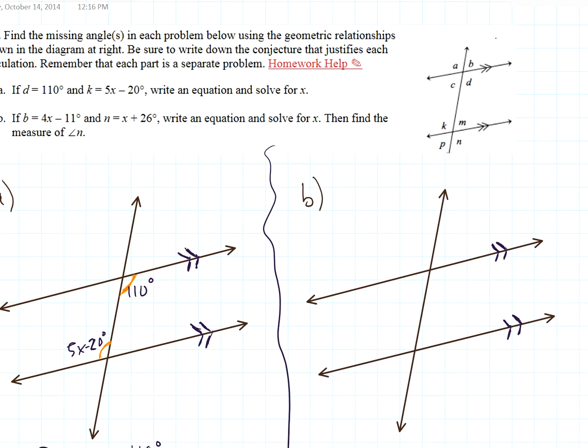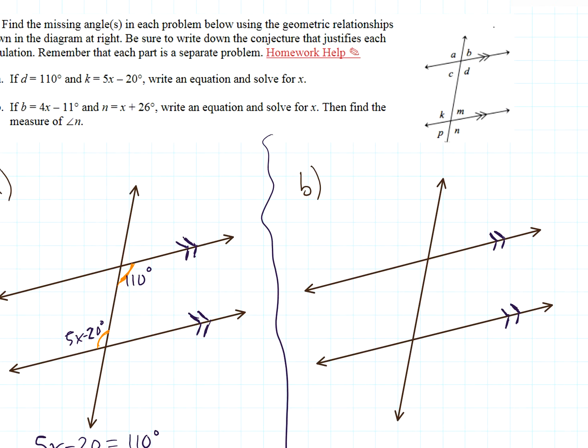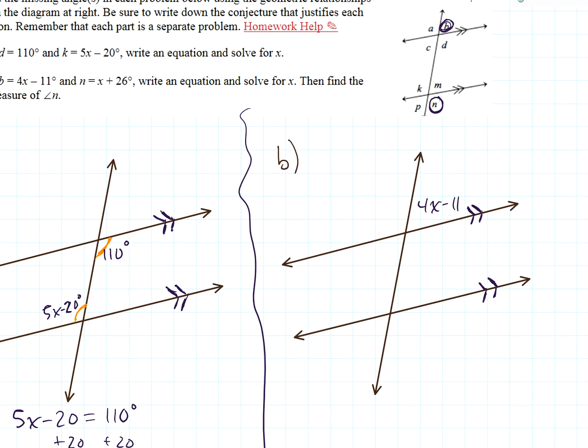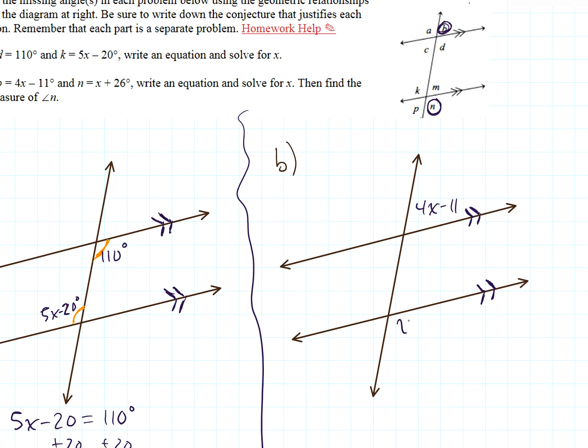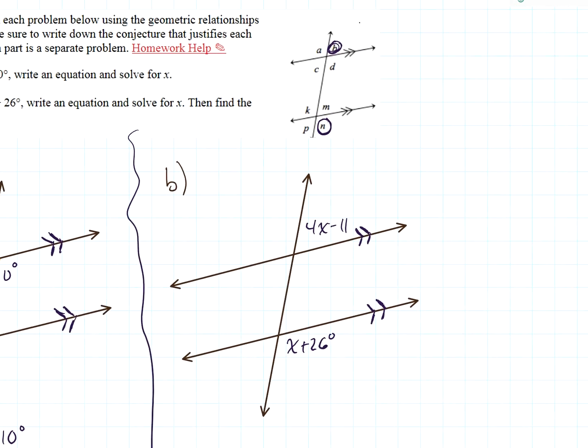In B, it says that the angle measured B, that's this one right here, is 4x minus 11 degrees. And the angle labeled N, which is right here, is equal to x plus 26 degrees. So that's down here, x plus 26 degrees. Well, these angles don't look equal to each other at all, do they? They're definitely different size angles.